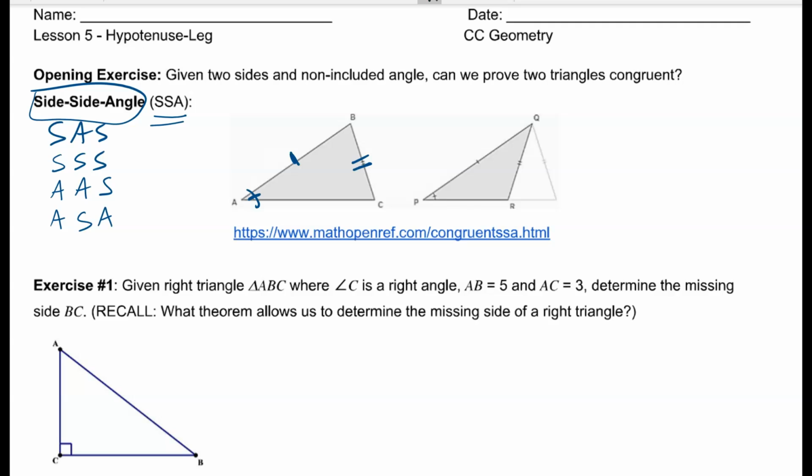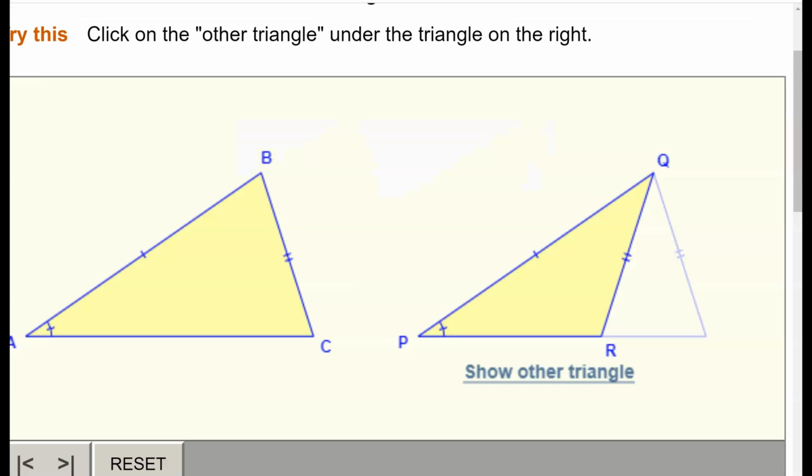So you could think about this as side-side angle, or perhaps angle, side, side. And the question is, is this going to be a triangle congruency theorem? Well, there's actually two things that can happen here, so let me show you. It could be the case that my triangles are congruent. Right here I've got two congruent triangles, ABC and PQR, and they have two sides that are congruent, and the angle adjacent from that second side is also congruent.